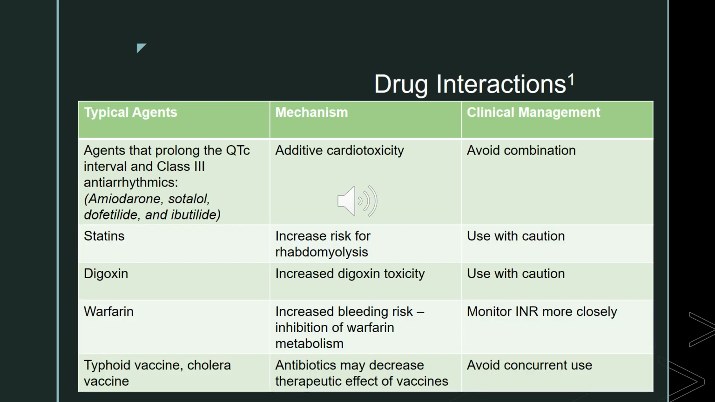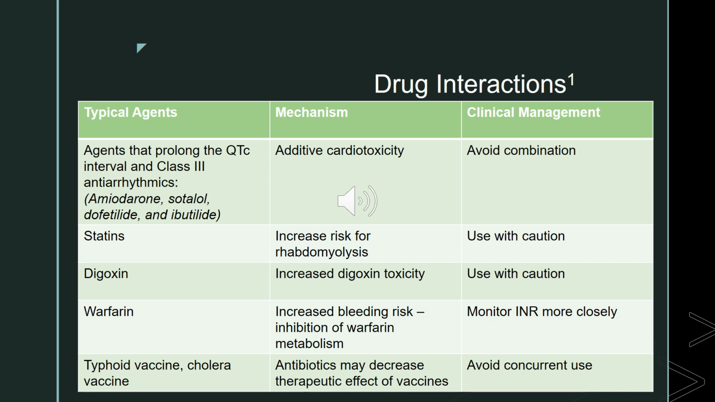So listed here are some of the common drug-drug interactions. In this table, we have the typical agents, the mechanism, and the clinical management of these patients. The typical agents include agents that prolong the QTc interval. This could include class III antiarrhythmics such as amiodarone, sotalol, dofetilide, or ibutilide. Again, azithromycin does have QTc prolongation risk, and so in combination we have an additive toxicity to the heart, so additive cardiotoxicity, and we're going to avoid this combination.